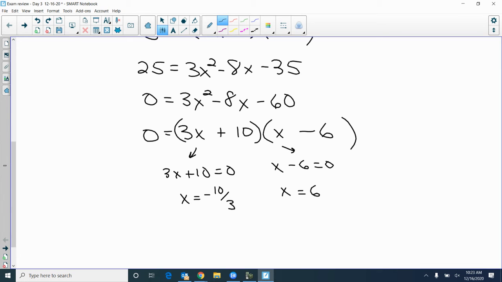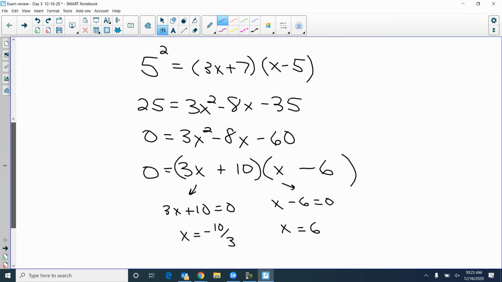Don't forget for logs, you have to test the answers, not just to see if they're right, but to see if you get an extraneous solution you gotta throw out. So remember, we cannot take the log of a negative number or zero, so plug those back into the original. Do either of those give us a negative number? Negative 10 thirds doesn't work.